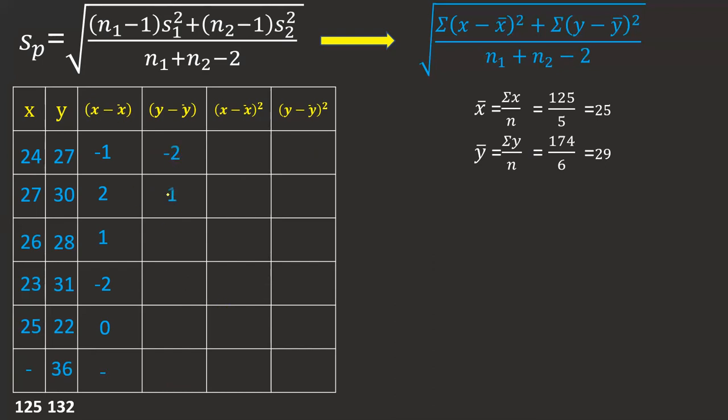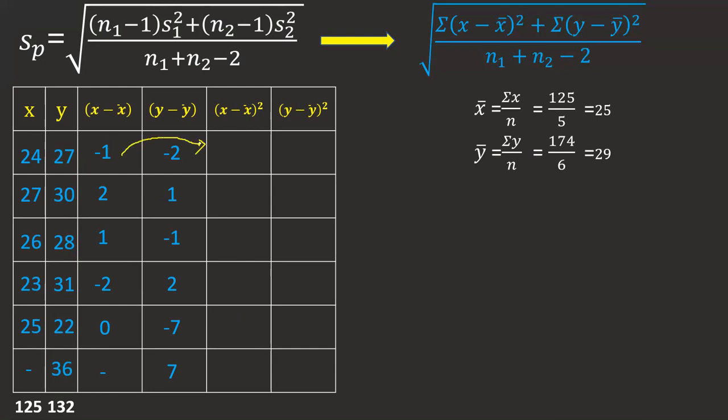So how are we getting it? 27 minus 29 gives you 2, 30 minus 29 gives you 1, 28 minus 29 gives you 1, 31 minus 29 gives 2, 22 minus 29 gives you 7, and 36 minus 29 gives you 7. Now I'm going to square these columns.